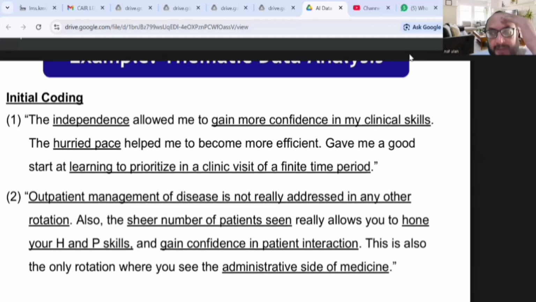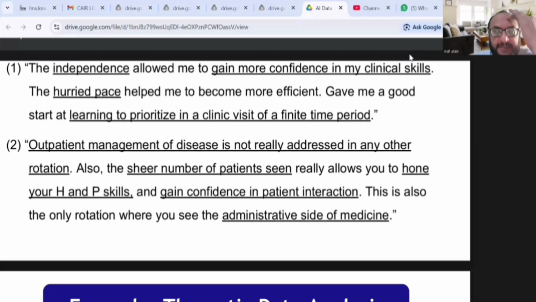In initial coding, independence, gain more confidence in my clinical skills, hurried pace, and learning to prioritize in a clinic visit of a finite time period are the initial codes in the first statement. Outpatient management of disease not really addressed in any other rotation, sheer number of patients, hone your H&P skills, gain confidence in patient interaction, and administrative side of medicine are the initial codes in this paragraph.